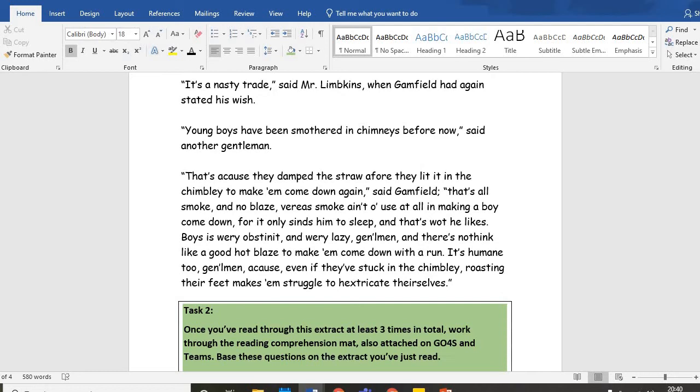"That's because they damped the straw afore they lit it in the chimneys to make 'em come down again," said Gamfield. "That's all smoke and no blaze, whereas smoke ain't o' use at all in making a boy come down, for it only sends him up to sleep. And that's what he likes. Boys is very obstinate and very lazy, gentlemen, and there's nothing like a good hot blaze to make 'em come down with a run. It's humane too, gentlemen, because even if they've stuck in the chimney, roasting their feet makes them struggle to extricate themselves."